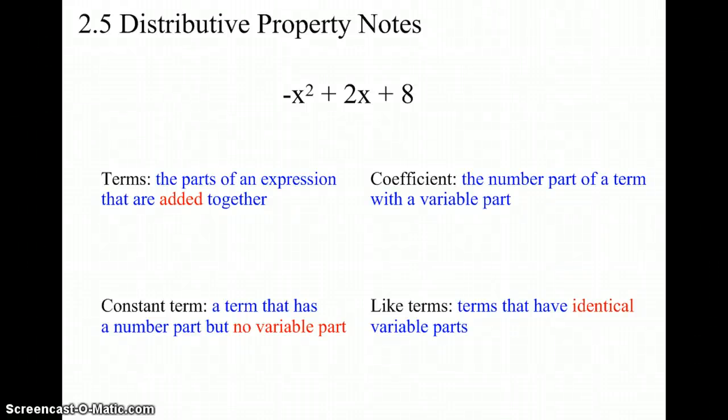We're going to be talking about section 2.5, using the distributive property to simplify expressions. Before we get started with that, please make sure that you have a printed copy of the notes that you can fill in as we go along.